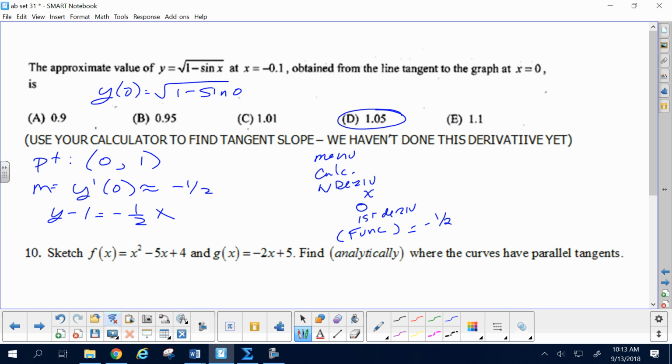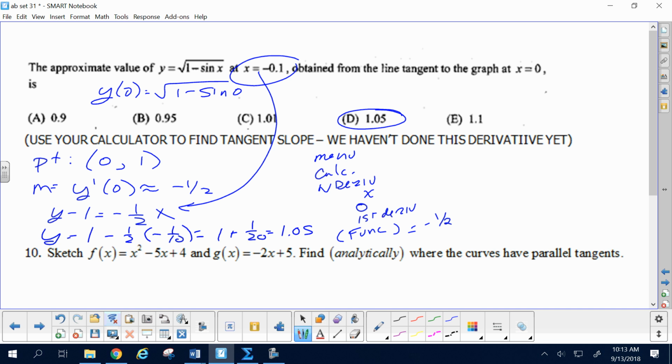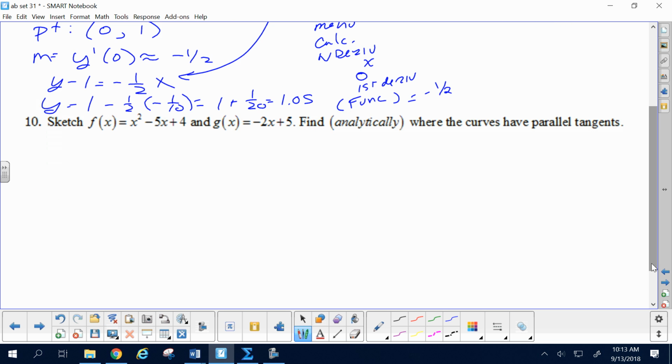I have my tangent. Now, how do I use it to estimate? Talk to me about plugging in. Plug in negative 0.1, and y is 1 minus 1/2 times negative 1/10, which is 1 plus 1/20th. That's 1.05. Okay?